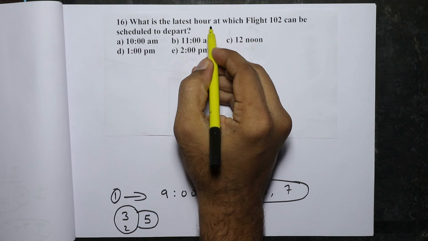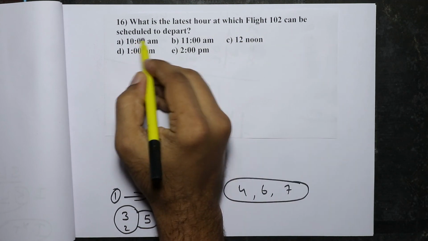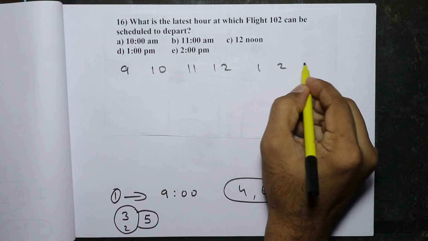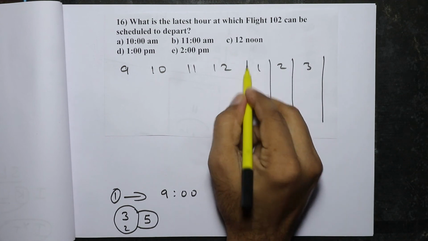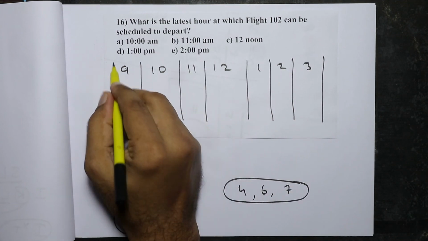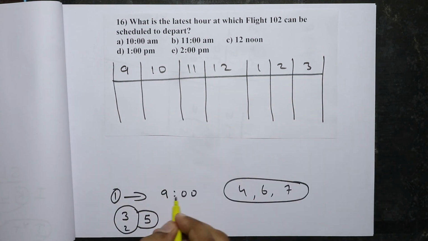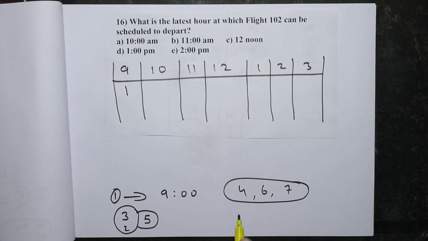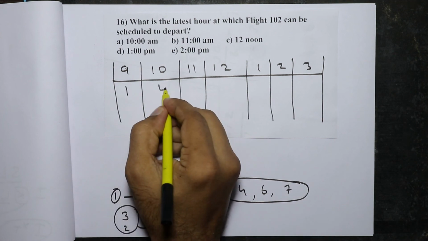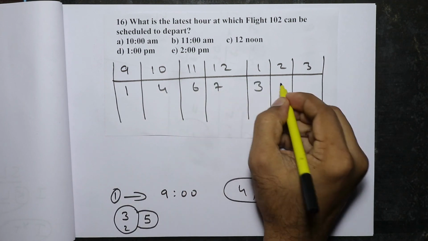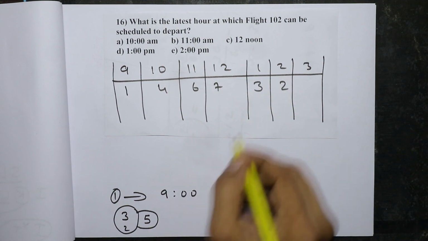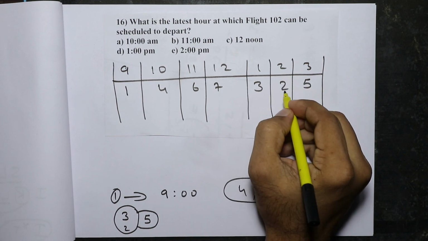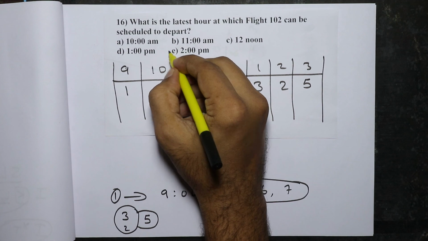What is the latest hour at which flight 102 can be scheduled to depart? The times are 9, 10, 11, 12, 1, 2 and 3. One should be at 9. Now we'll make 102 as late as is possible. So we'll have 4, 6 and 7 here. Then 3 here, 2 here, and after 3 and 2 we have 5. So if you make 2 as late as is possible, it will be scheduled to depart at 2 p.m. So option E, 2 p.m. is the right answer.